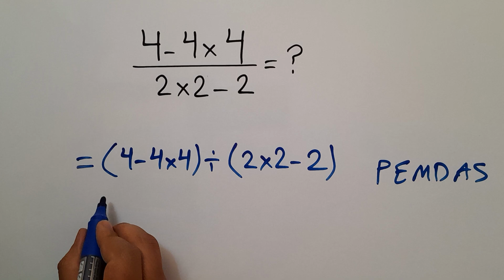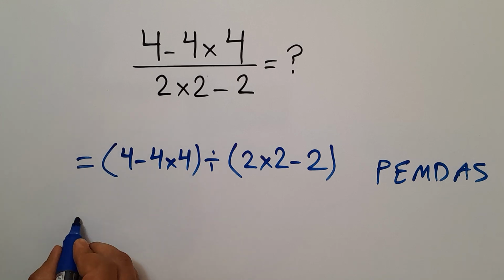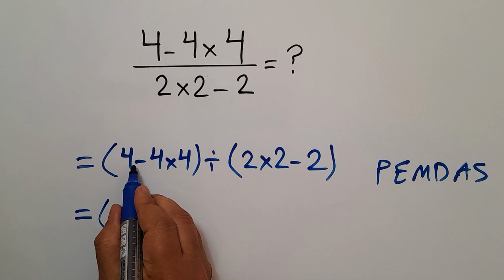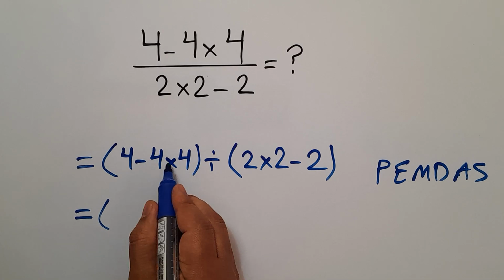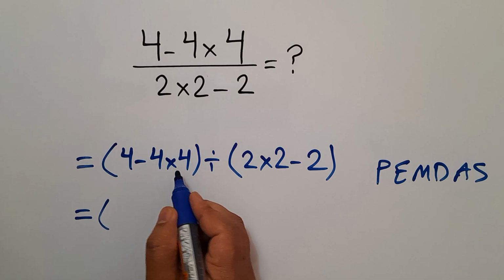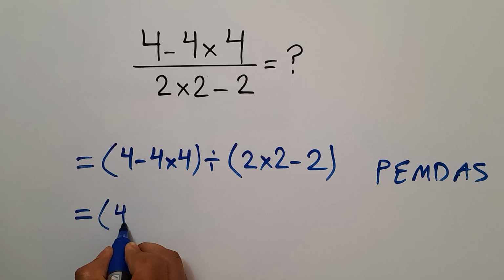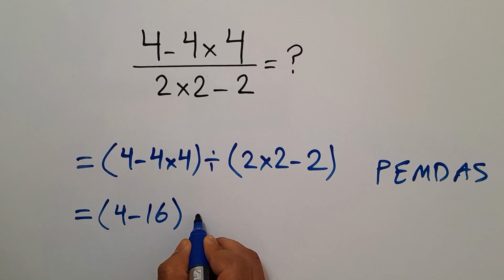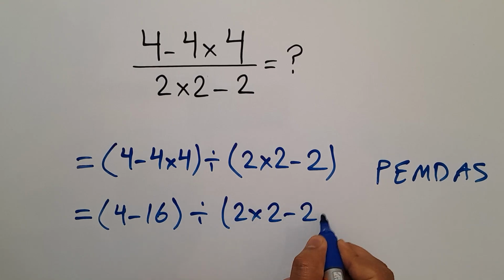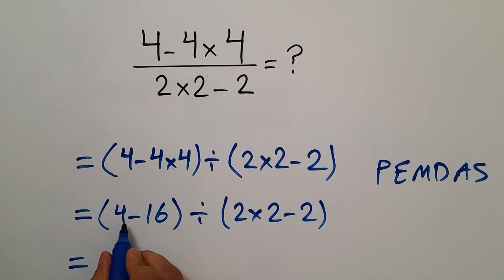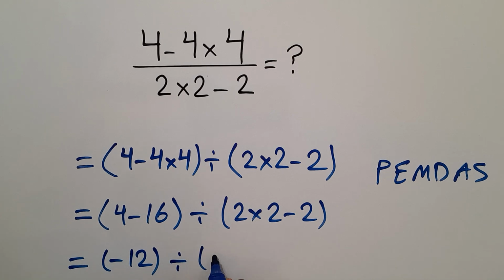So here, first we do these parentheses. Inside these parentheses, we first do this multiplication. 4 times 4 gives us 16. So 4 minus 16 divided by 2 times 2 minus 2. Now 4 minus 16 gives us negative 12. And negative 12 divided by 2 times 2 minus 2.